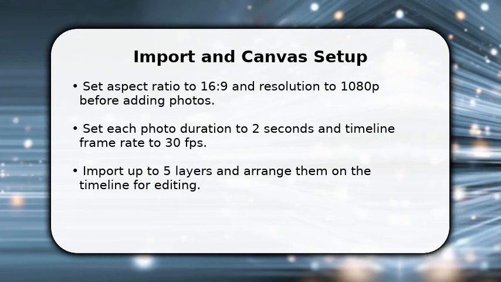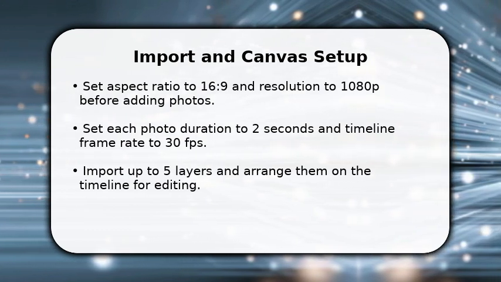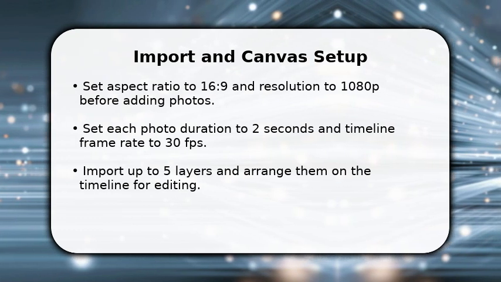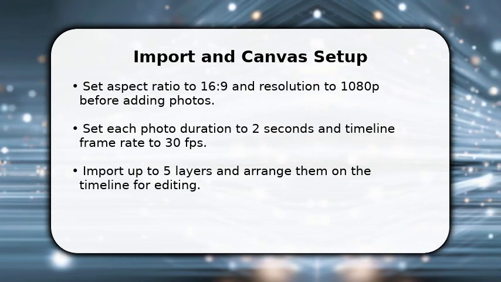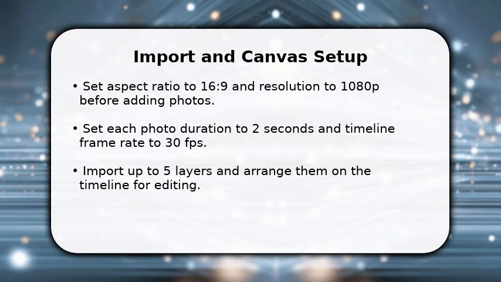Set each photo duration to 2 seconds for a smooth slideshow rhythm. Confirm the project frame rate at 30 FPS to keep motion consistent across edits. Add up to 5 layers if you plan overlays or text above photos.